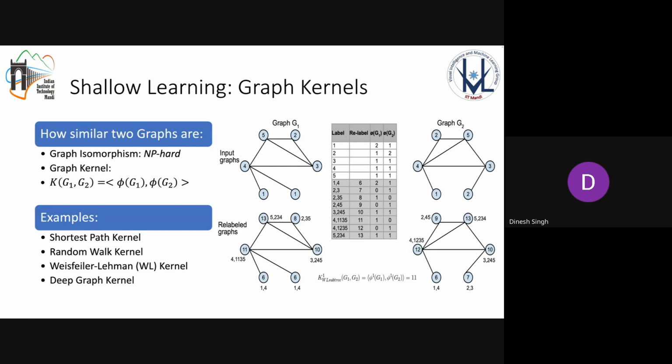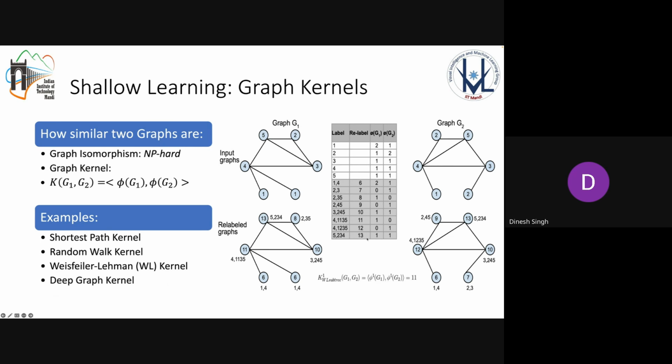So then the research community started developing graph kernels. Same as for the support vector machine, where we have Gaussian kernels and polynomial kernels and all other kinds of kernels, in graph kernels we have several. A few examples are shortest path kernels, random walk kernels, WL kernel, or deep graph kernels. So these kinds of kernels were there.